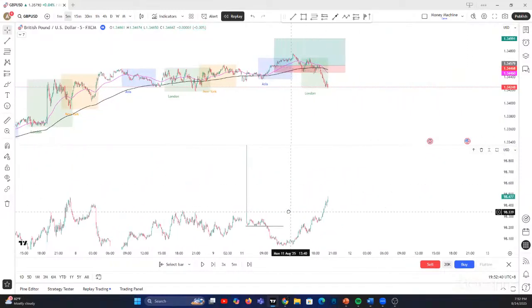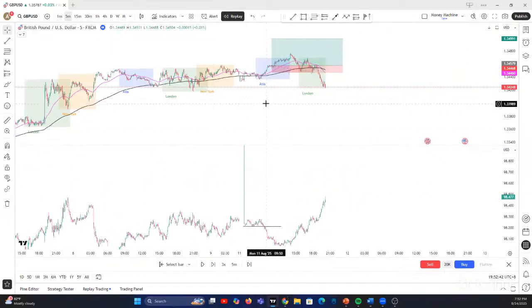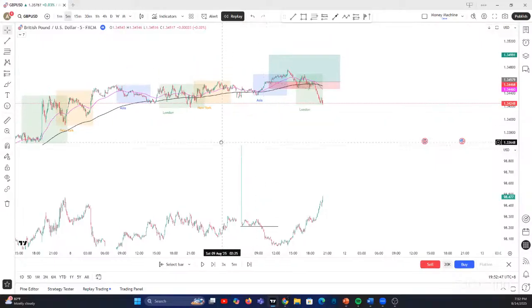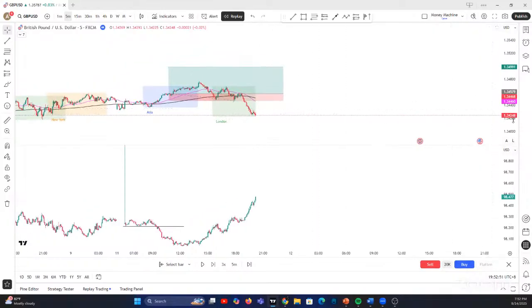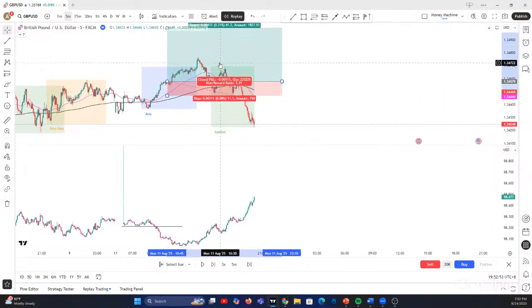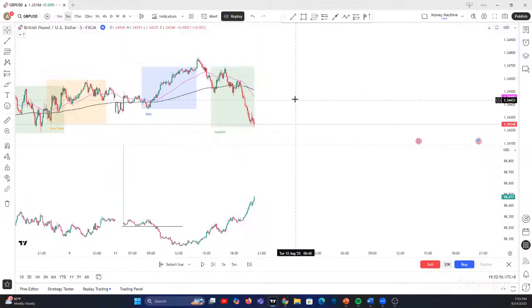So use this on gold, on the major forex pairs, and you can always get some profit at least just by using the DXY as an additional confluence on your trading. Okay.